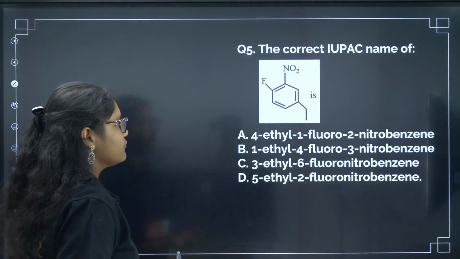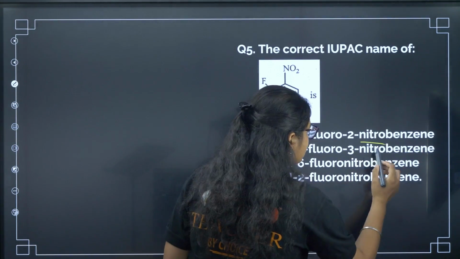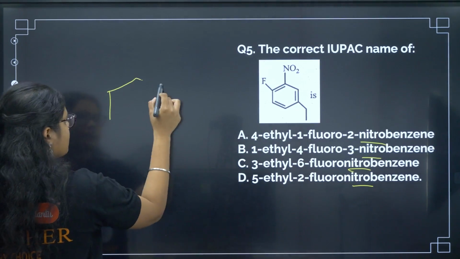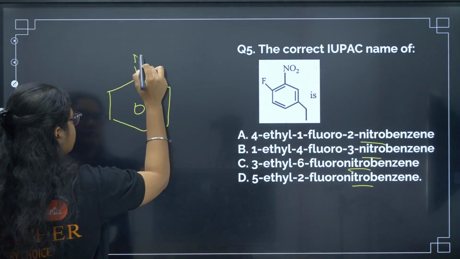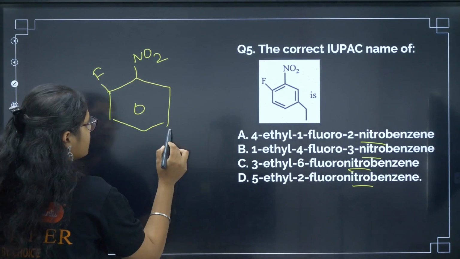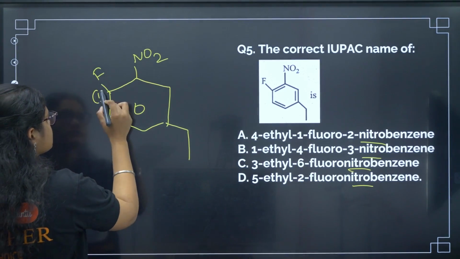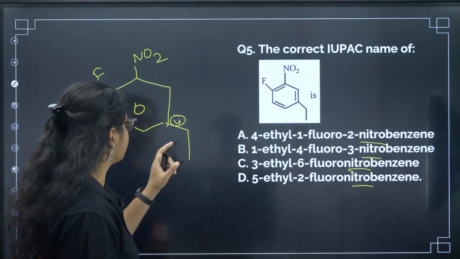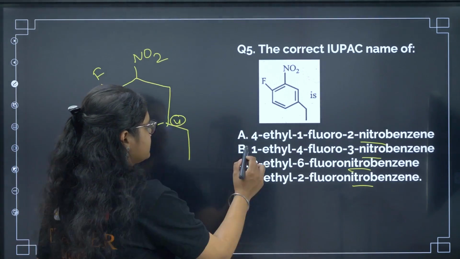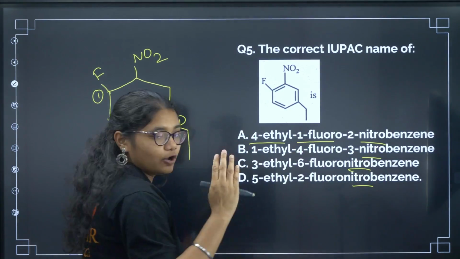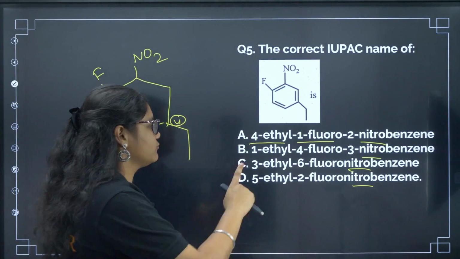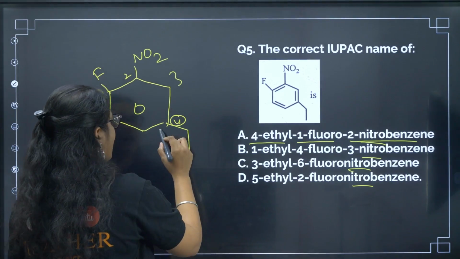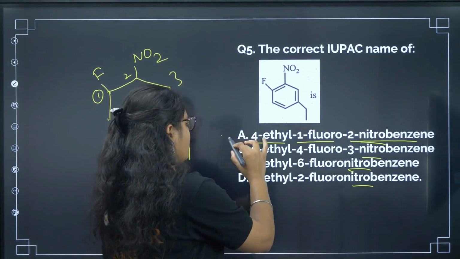The correct IUPAC name of the following compounds. Okay, so you can see these are all nitrobenzene options. So just how we can name them so that the sum of the substituent numbers will be less. We have NO2 here, fluorine here, and ethyl group here, right? So if I take 1, 2, 3 and 4, right? So 1 fluoro, or we can have 1 ethyl. Yes, so we can see 4 ethyl, 1 fluoro, based on the alphabetical order. 4 ethyl, 1 fluoro, 2 nitrobenzene. Okay, so the 1, 2, 3 and 4. Okay, the correct answer for this question will be option number A.